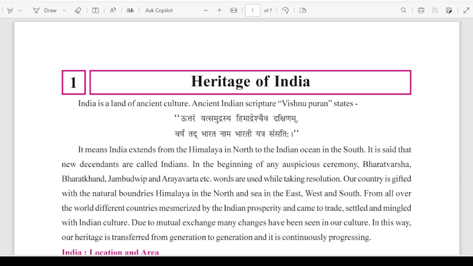Chapter 1: Heritage of India. India is a land of ancient culture. The ancient Indian scripture Vishnu Purana states: Uttaram yat samudrasya himadrascha dakshinam varsham tada bharatnam bharti yatra sansatihi. It means India extends from the Himalaya in the north to the Indian Ocean in the south.